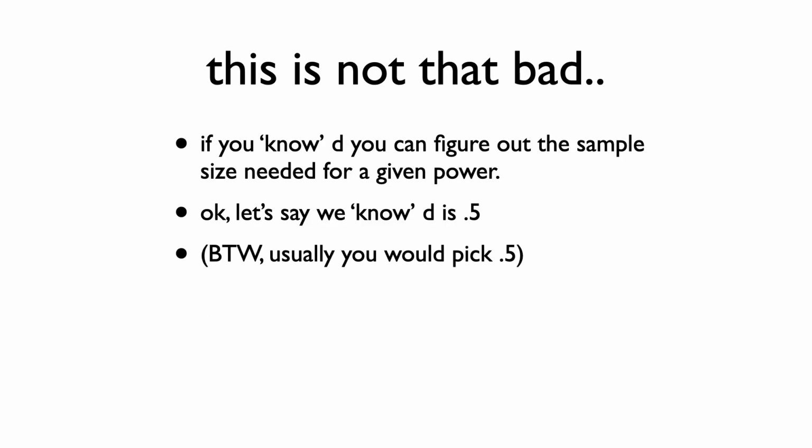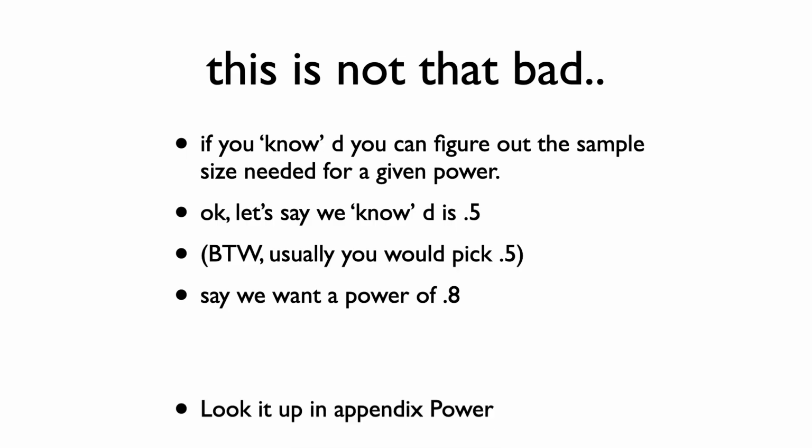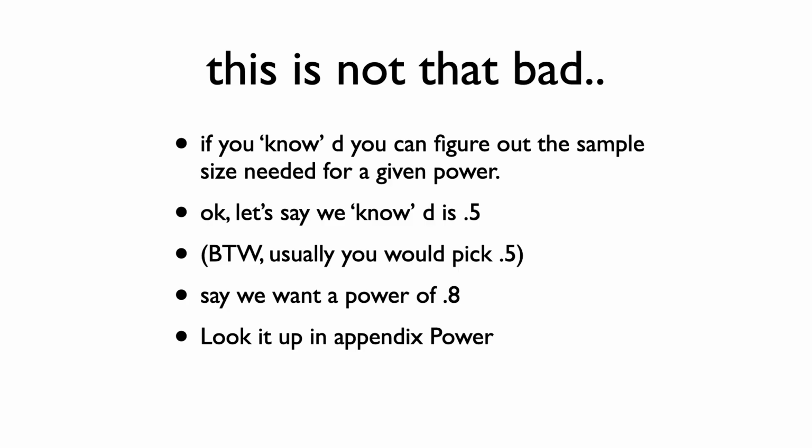You'd usually pick 0.5 because it's in the middle. I think 0.8 is probably better, but people usually pick 0.5 to do these calculations. And we'll say we want a power of 0.8. Now you just look it up. Literally all you do now is look up in the appendix of the textbook. There's an appendix called power. And hopefully it shows up, because I show you how to do it on here, but it's so dim. We'll find out in a moment.